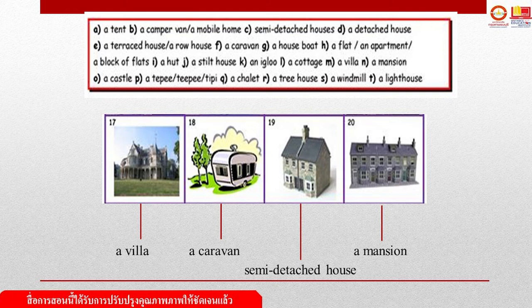The next is called a caravan. I just told you, it's a house on wheels. A caravan is a house on wheels. The next is called a semi-detached house. A house is called semi-detached.